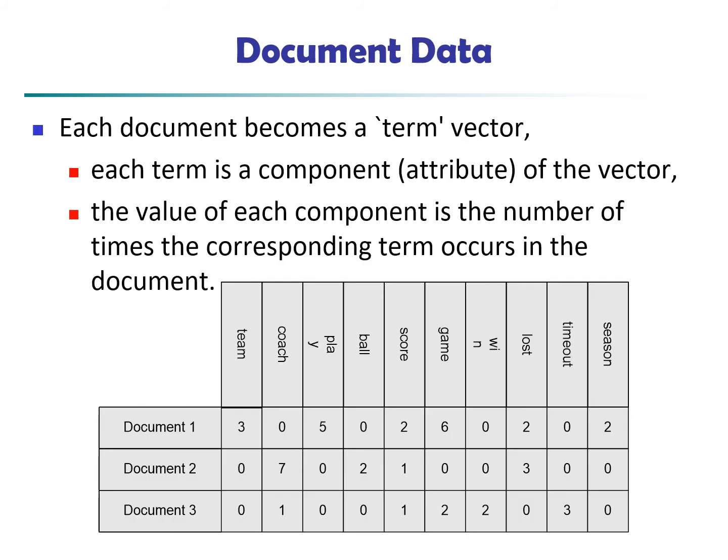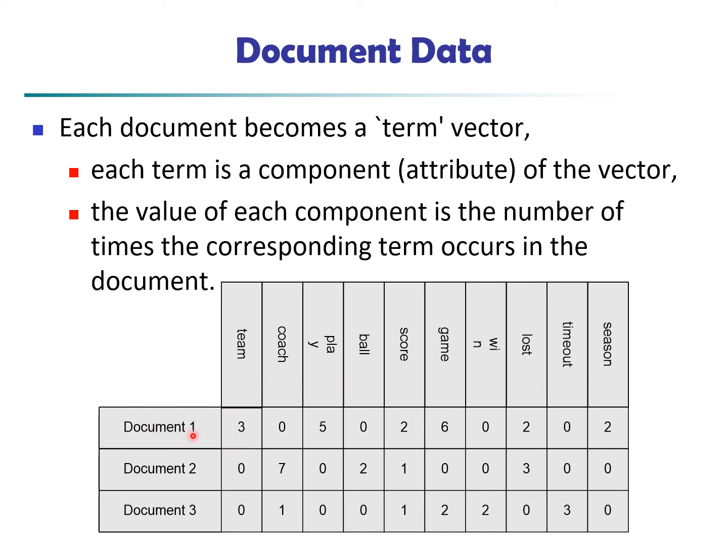A third example of record data is document data. In this case, we think of each row as represented by a document, and this document can be, let's think about it as a Word document. Each document is represented by a row, and this row here is called a term vector. We call it a term vector because it consists of terms.